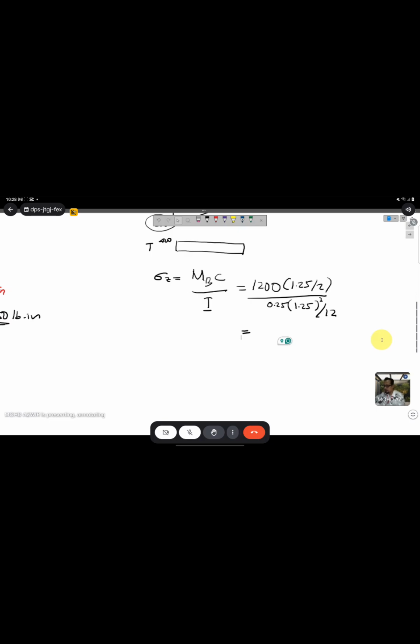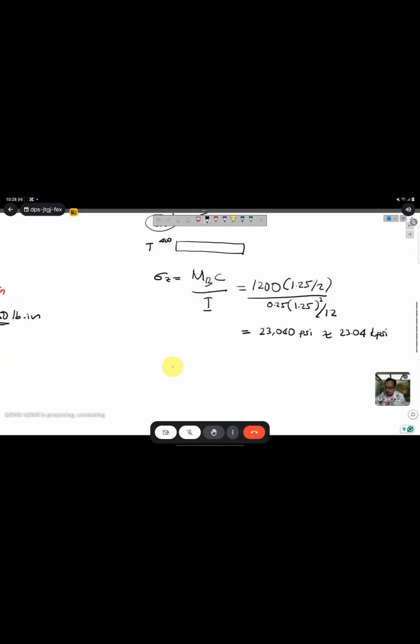So can anyone give me the answer? 23,040. Okay, thank you. 23,040 psi, or you can put 23.04 kpsi, kilopound per square inch. So this is the value of stress if you want to calculate in imperial units.